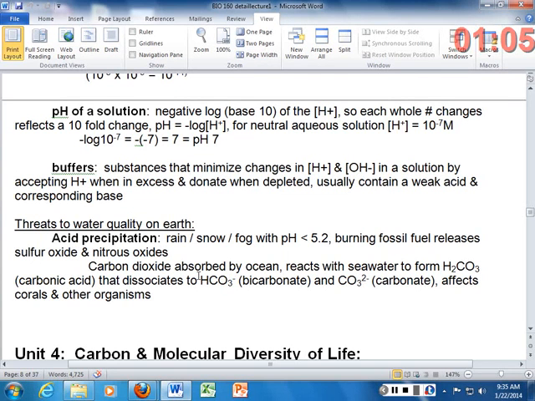Other things where the pH comes into play in the environment include acid precipitation. It's considered anything that comes down out of the sky with a pH less than 5.2. A lot of the pollution that you put out there, when it interacts with water, will create an acid. If it interacts with water that's in the frozen form, you have acid snow. If it interacts with water that's a vapor, you've got acid fog. So it's not just acid rain that we will get.